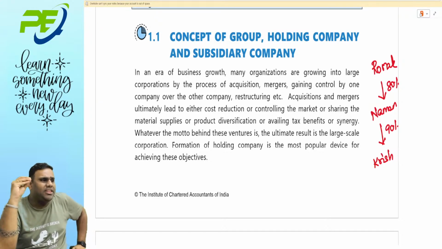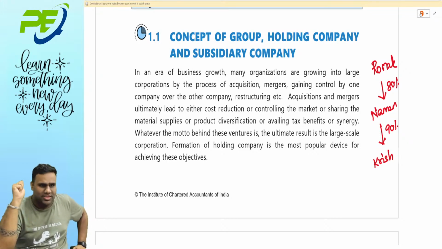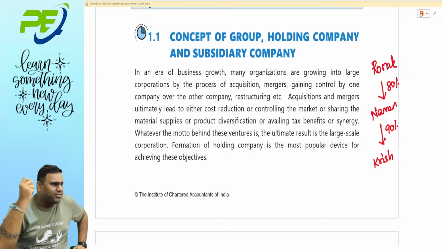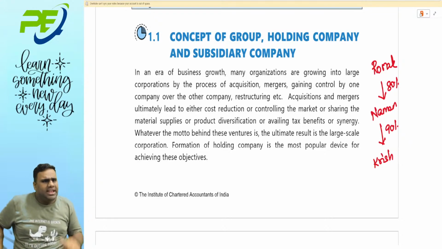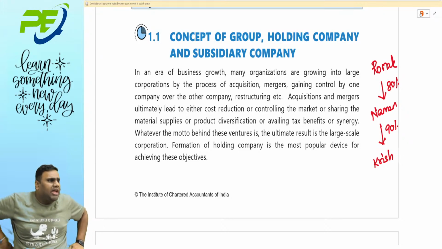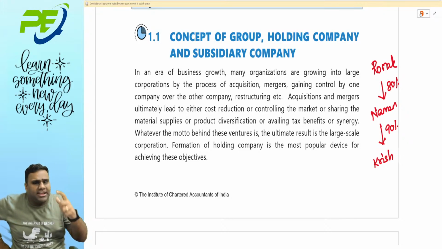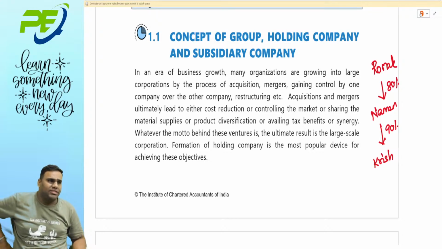Now the point is, why should we have subsidiaries? If you are doing business, do it on your own. Reliance can do this business also. Jio, Reliance, they can do other businesses also. Why is there a need of having subsidiaries?